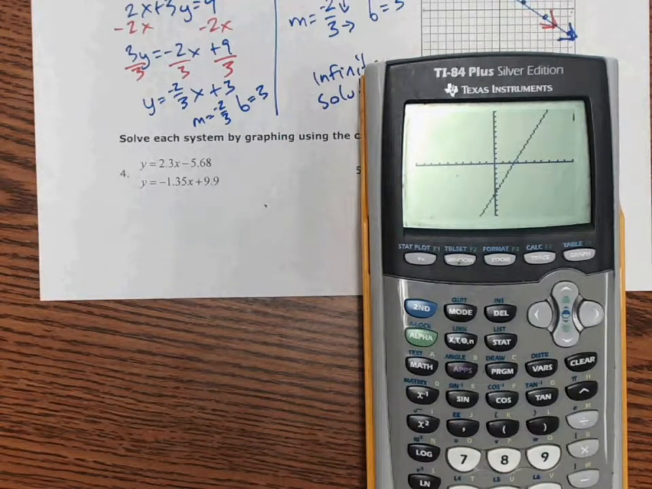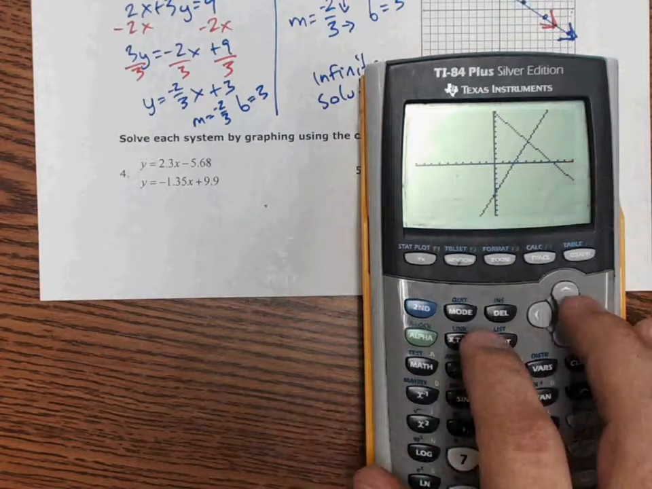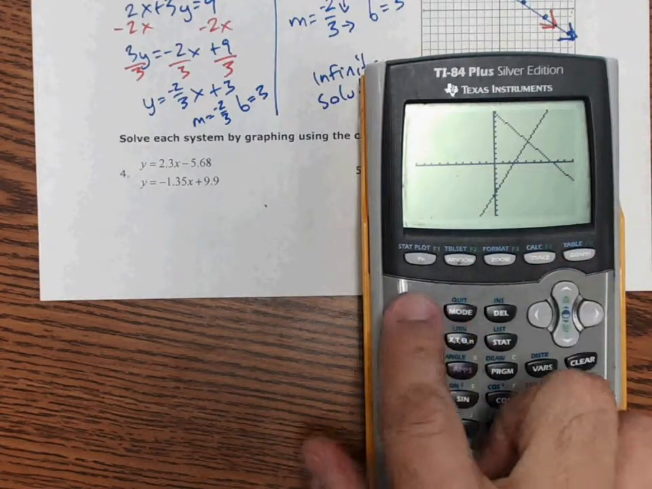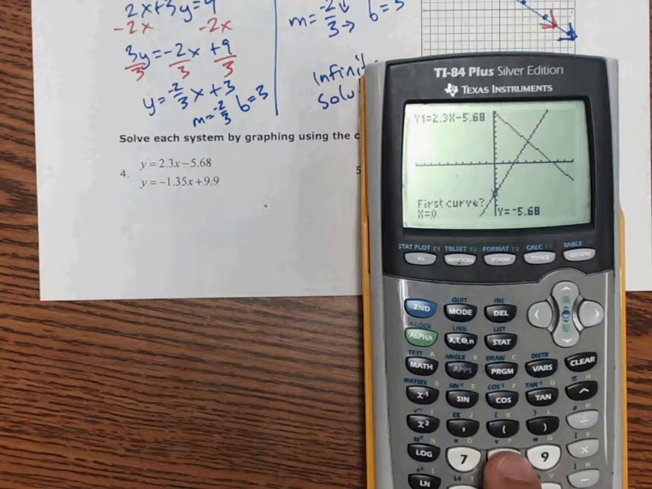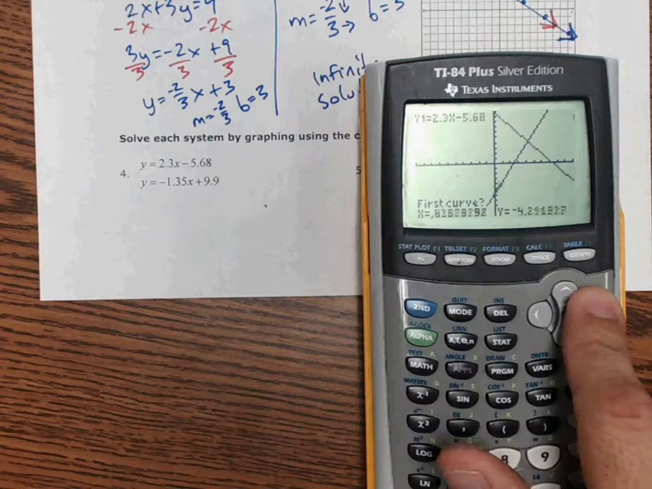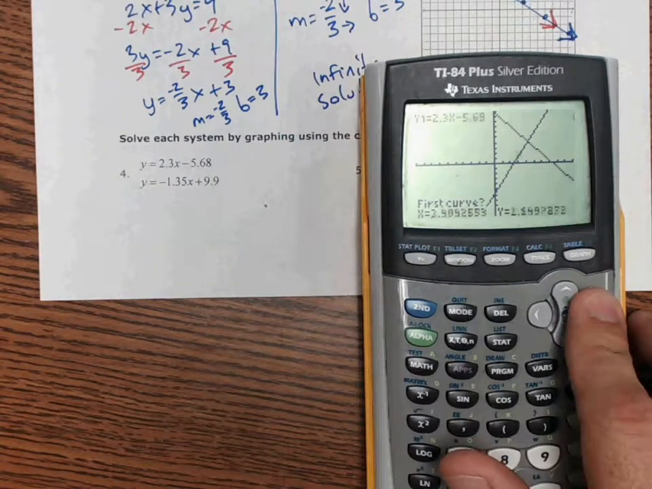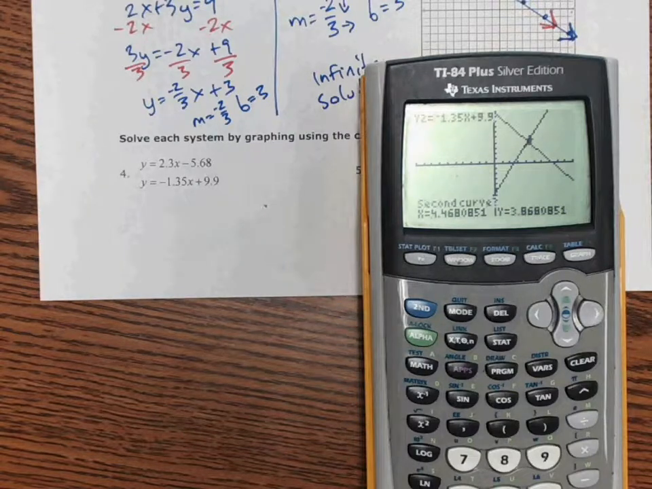I'm going to look at the graph. Okay, there's one line. There's the other. I can see both lines and I can see where they intersect, so I need to go to the intersect tool, which is second, trace, 5. Then it asks for the first curve. Now I'm just going to show you this. If you move it closer to the intersection point like that, press enter, enter, enter, it gives you the values.